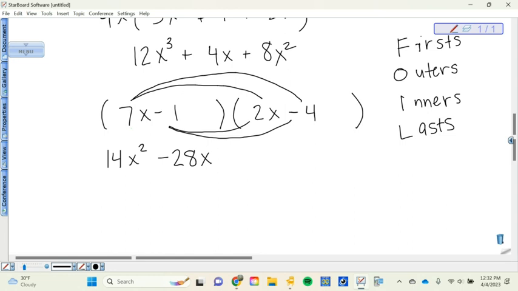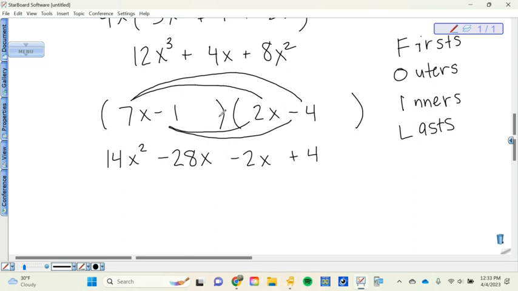Negative 28x. What's my inner times my inner? Negative 1 times 2x, negative 2x. And then last times last: negative 1 times negative 4.